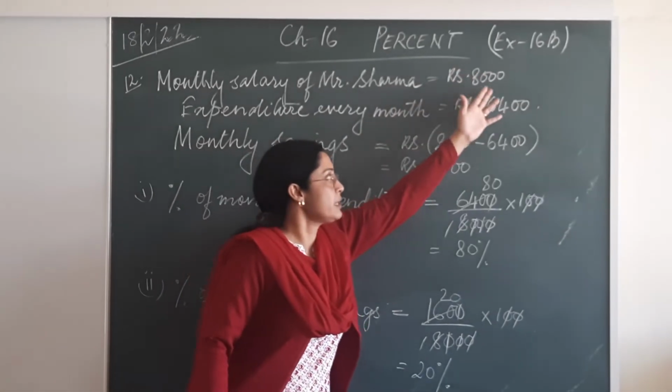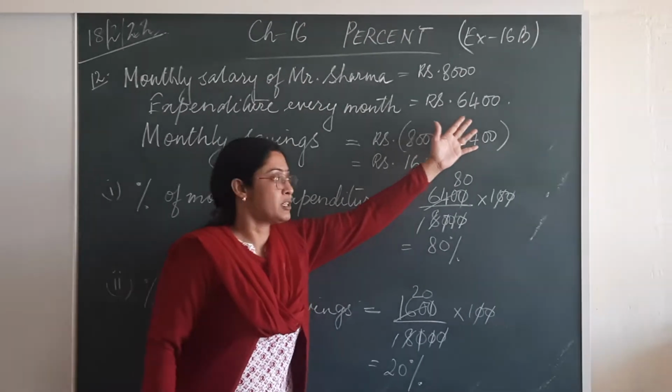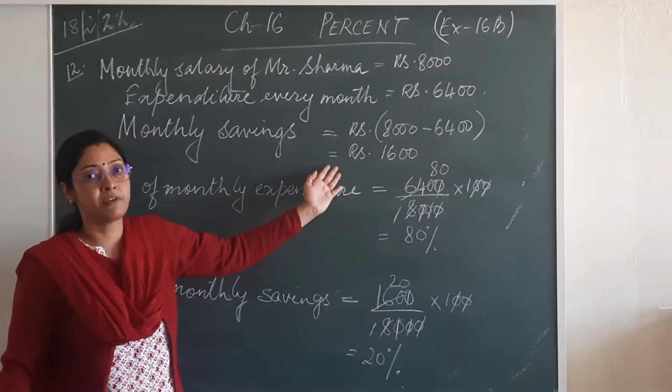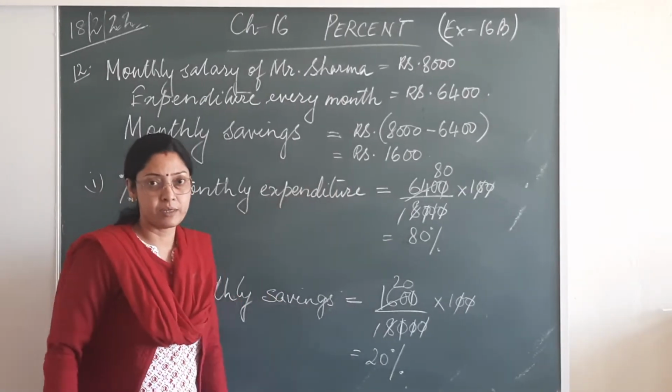The total salary minus the expenditure. That is 8,000 minus 6,400. You get the savings as rupees 1,600.